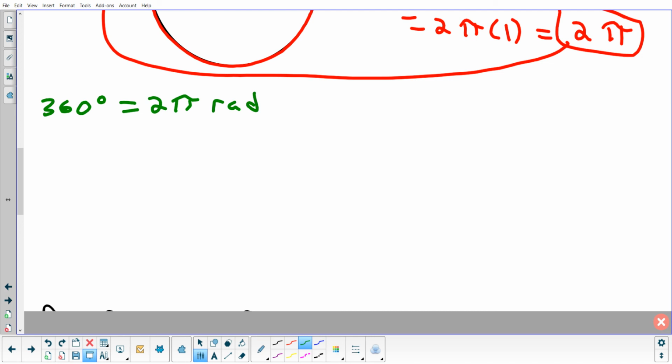Now, that's kind of like saying in 10 minutes there's 600 seconds. Okay, it's true. But if we can make these numbers a little smaller, that would be nice. So does anybody see what you could divide both sides by? And it would at least make it a little smaller. Yeah? 2. So if 360 degrees is 2 pi radians, then 180 degrees is 1 pi radians.